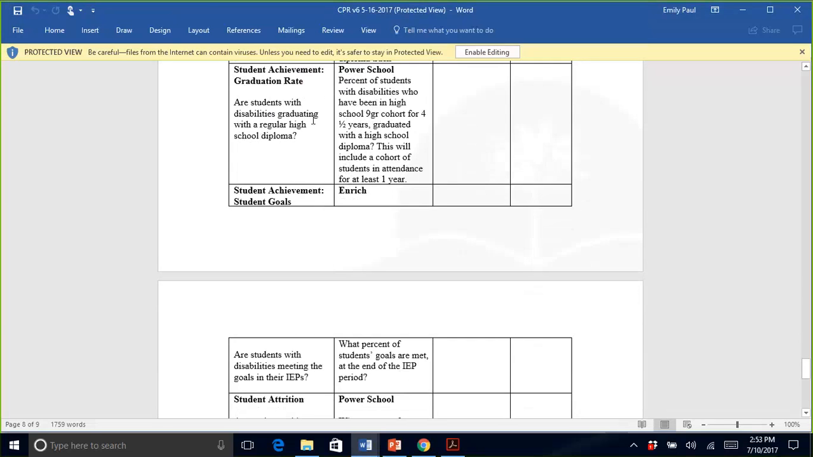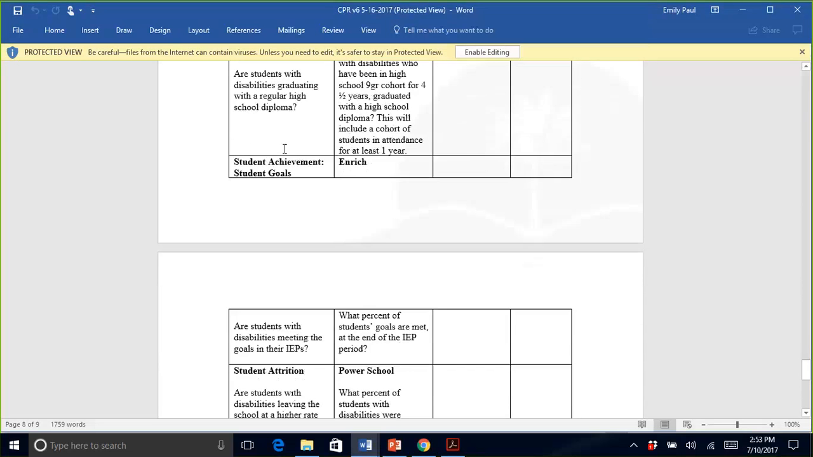Student achievement, graduation rate. Really quick, Kathy just asked the question, will we be able to give all teachers access to Enrich? We can do read-only. I'll send you the link for the form to fill out, and you can have read-only access. Let's see, sure.